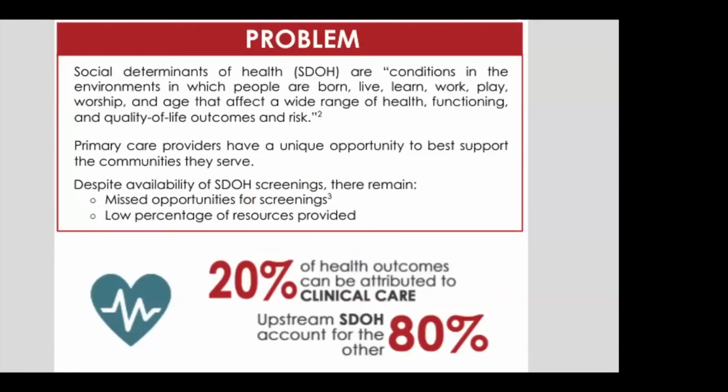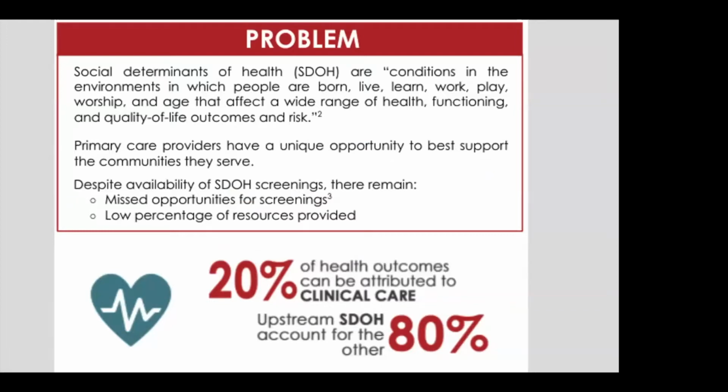So what are social determinants of health and why are they so important? Social determinants of health are conditions and the environments in which people are born, live, learn, work, play, worship, and age that affect a wide range of health, functioning, and quality of life outcomes and risk. These are the things that affect our patients the most, right? Are they able to get to clinic? Are they able to afford their medications? Do they have access to health care?